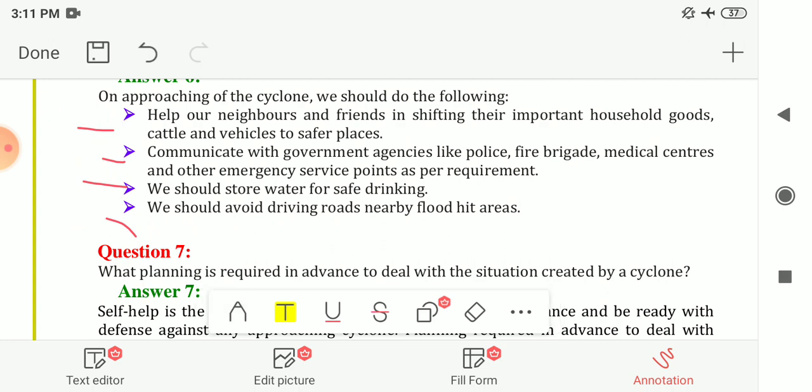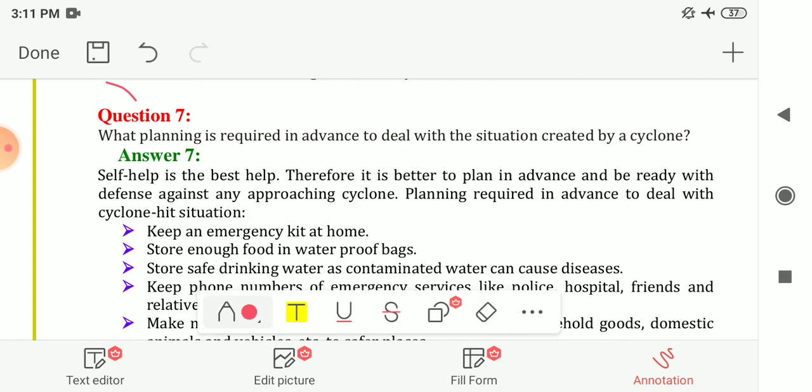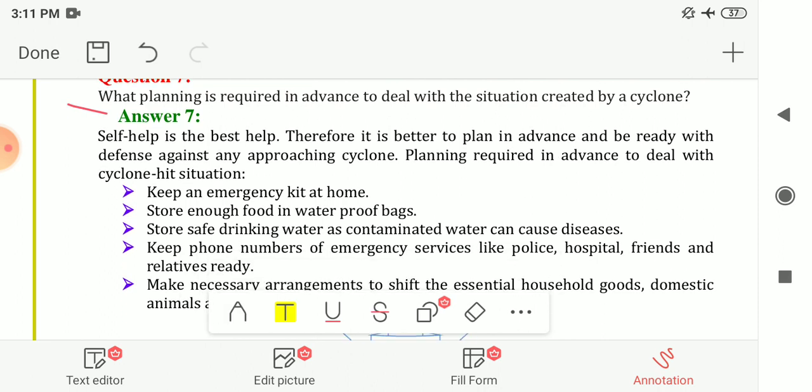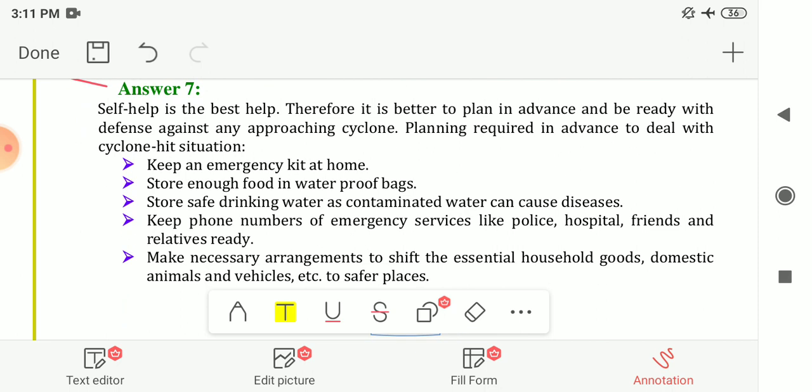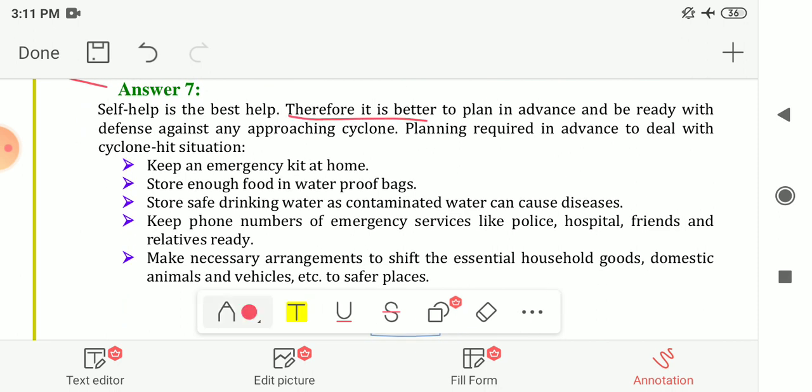Next, 7th number. What planning is required in advance to deal with the situation created by a cyclone? How can you be ready, pre-plan? Self-help is the best help, as we have seen. Therefore, it is better to plan in advance and be ready with defense against any approaching cyclone. And the planning required in advance to deal with a cyclone-hit situation is as follows.